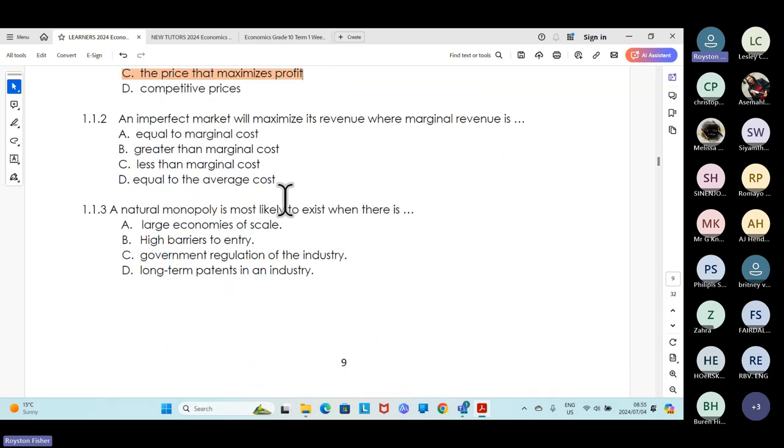1.1.2. An imperfect market will maximize its revenue where marginal revenue is A, equal to marginal cost, B, greater than marginal cost, C, less than marginal cost, and D, equal to the average cost. So basically, all this question is asking you, where would be the profit maximization point? And by now, you should know that the profit maximization point is where MR, your marginal cost, sorry, MC is equal to MR. And here they already say MR, so that is marginal revenue is equal to marginal cost. So therefore, your answer is A, and let's see who got that correct.